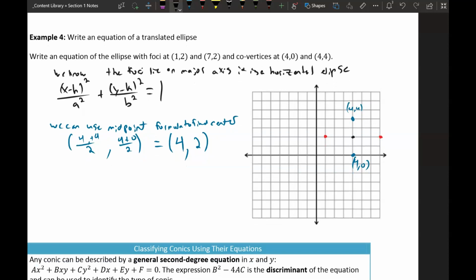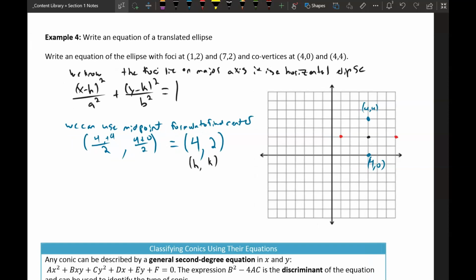Well, how does that help us? That gives us our h. That gives us our k. So we can now write x minus our h value of 4 squared plus y minus our k value, which is going to be 2 squared. It's going to be equal to 1. This is over b over a. We need to find our a. We need to find our b.